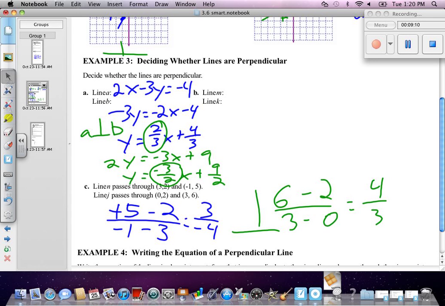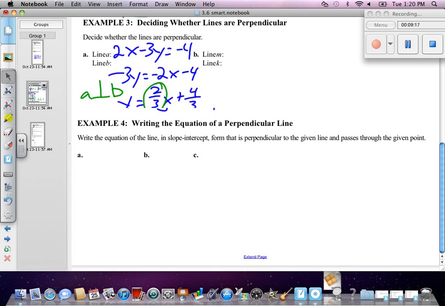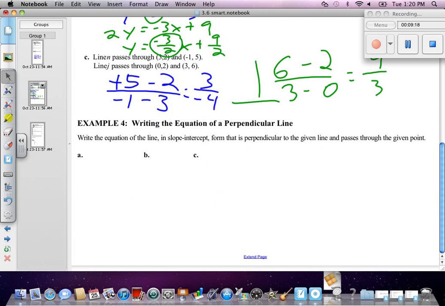Okay, let's go to example 4. For example 4, we want a line that's perpendicular to y equals 3/4 x minus 3. It goes through the point -3, 8. Okay, what would the slope have to be if it's perpendicular?